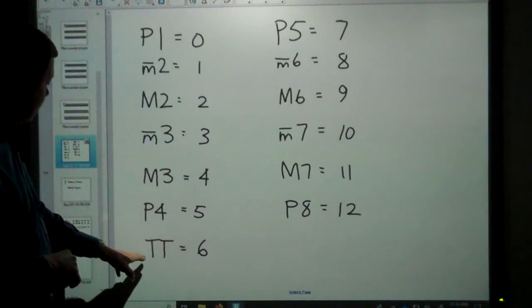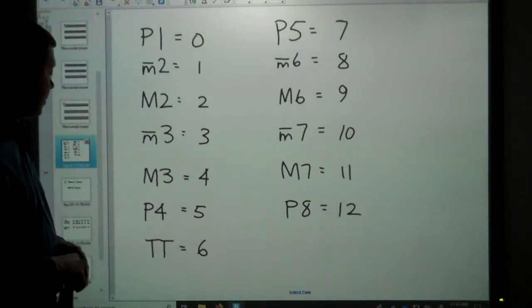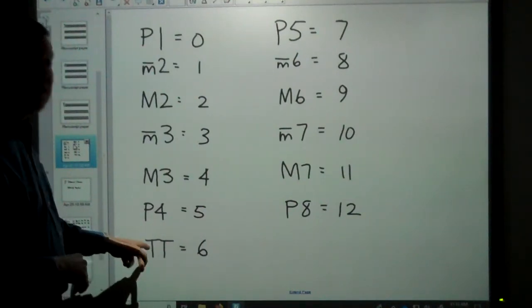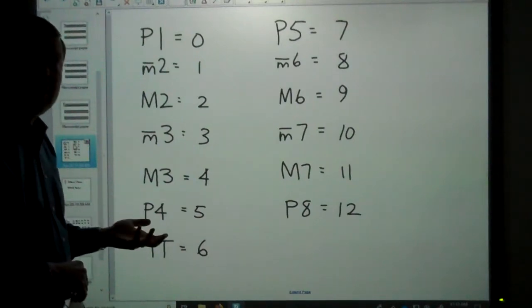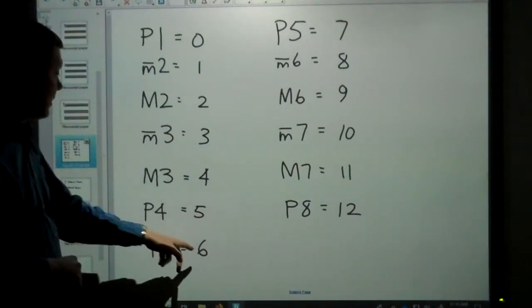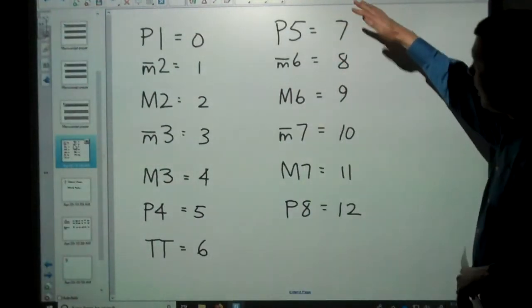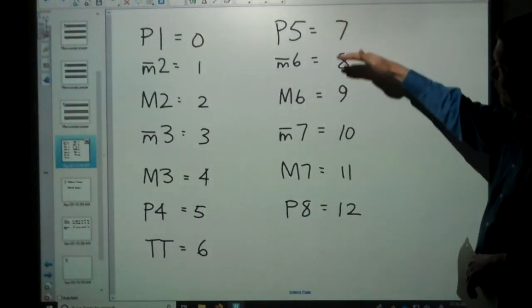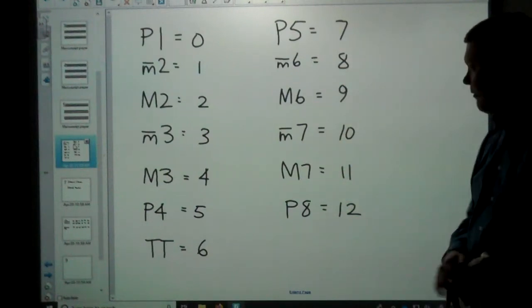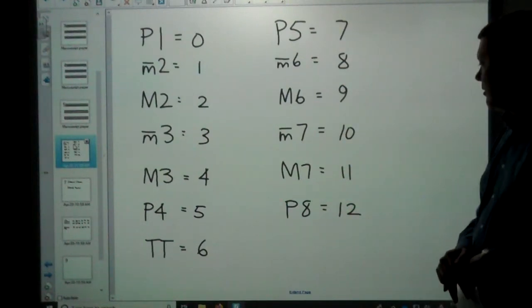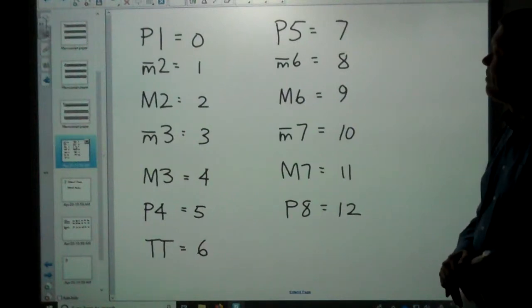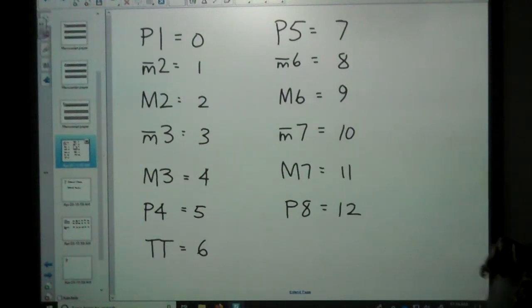Down here on the bottom of this column I have TT, which stands for tritone. And any tritone, that is an augmented fourth or a diminished fifth, will contain 6 half steps. Over on the next column here you can see perfect fifth all the way down to a perfect octave, and a perfect octave contains 12 half steps. So again, you don't need to memorize this, but it might be helpful for you to put in your notes and to keep written down somewhere for you to refer to in case you need it.